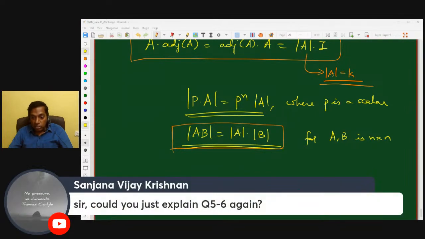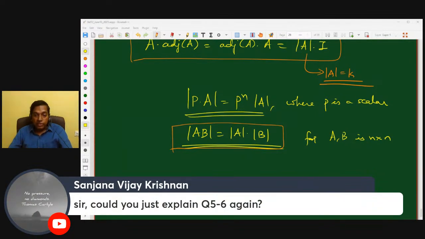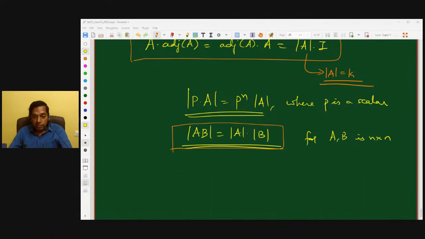Sanjana, sorry, I just saw this. Okay, is (A plus B) into C equal to AC plus BC, not AC plus AB. Yes, AC plus BC. The distributive law holds good. Correct. Question 5, 6, the whole thing I can't explain. Sorry, it's going to take too much time now.